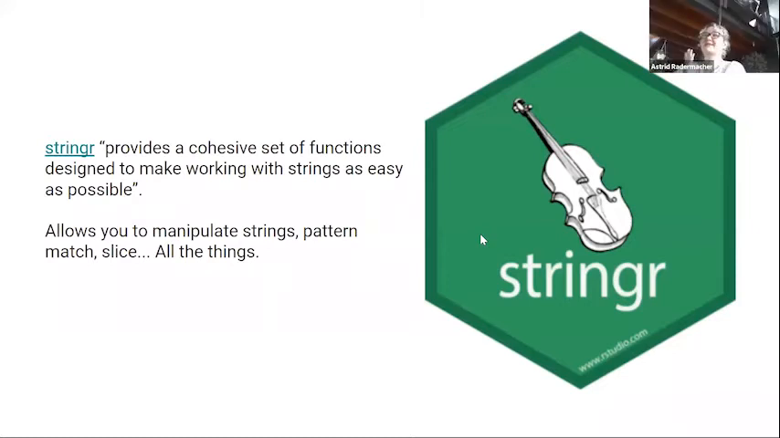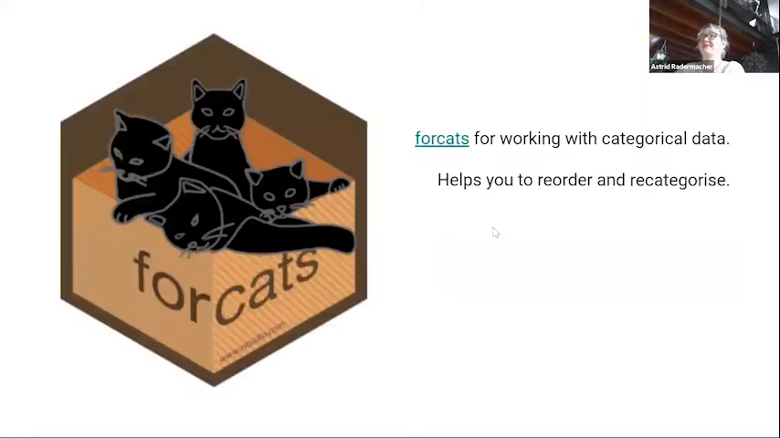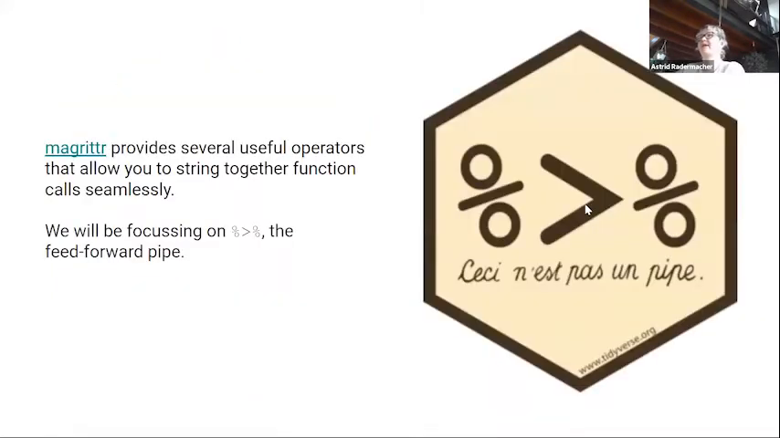stringr is a fantastic package, and it provides a cohesive set of functions designed to make working with strings really easy. So we're going to use it today for string manipulation. forcats is for working with categorical data, and it helps you reorder and recategorize your categorical data and also group categories, which is super helpful.